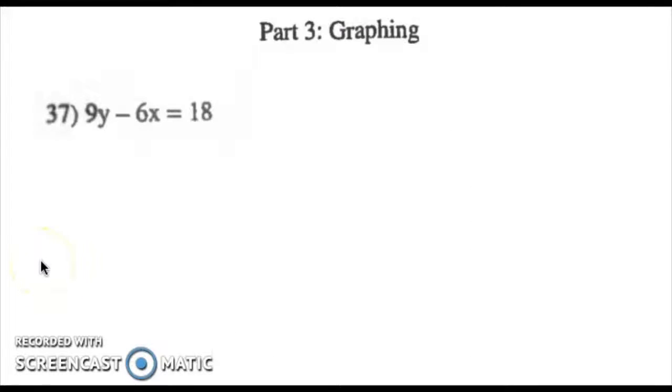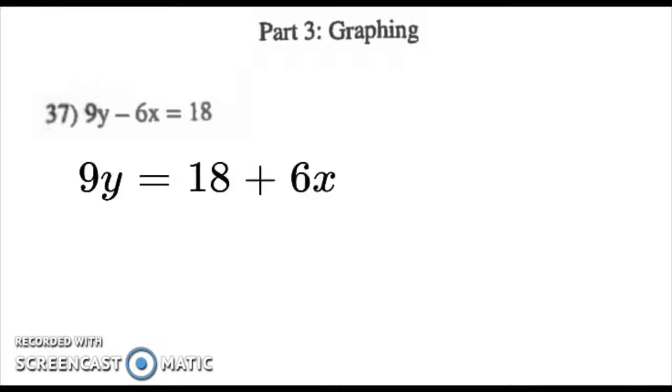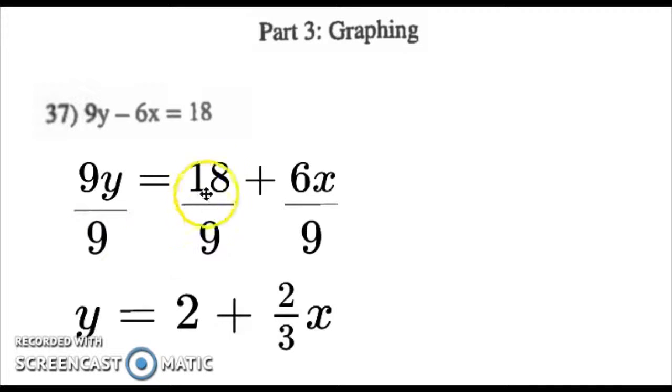Number 37, we also have to put in slope-intercept form, meaning solve for y. So the first step would be to add 6x to both sides. So doing that leaves me with 9y equals 18 plus 6x. Then I divide 9 by everything. I'll be left with y equals 18 over 9 is 2. 6 over 9 gets reduced to 2/3.